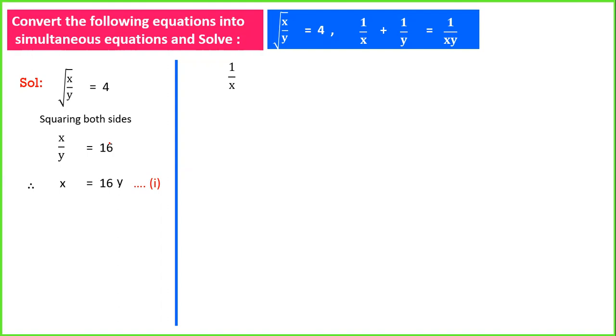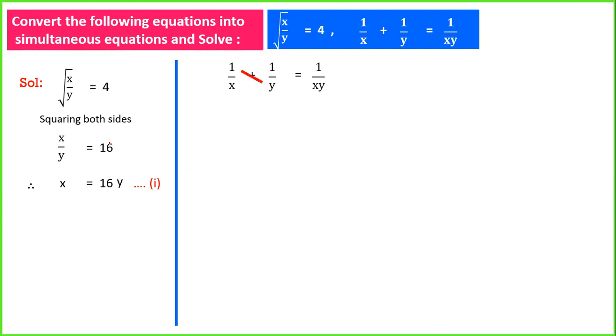1 upon x plus 1 upon y is equal to 1 upon xy. Now students, we have to solve this equation. Let us focus on the left hand side. We have to simplify this. On the left hand side, we can see there are 2 fractions and we have to add those 2 fractions, and the denominators of both the fractions are different. So we go for LCM.